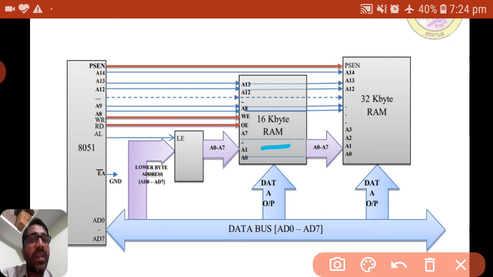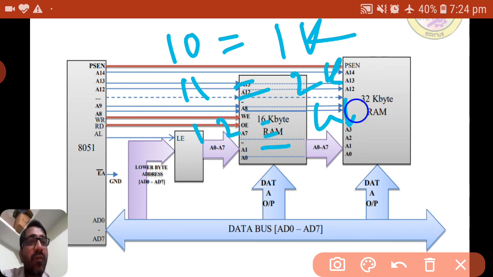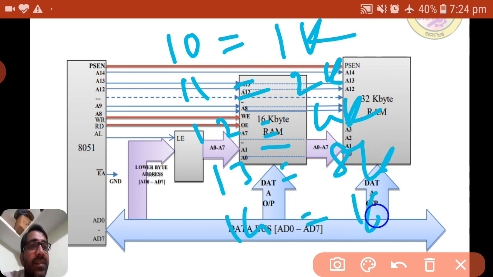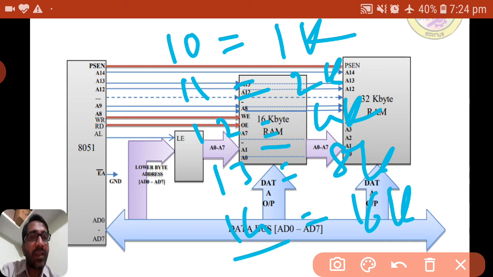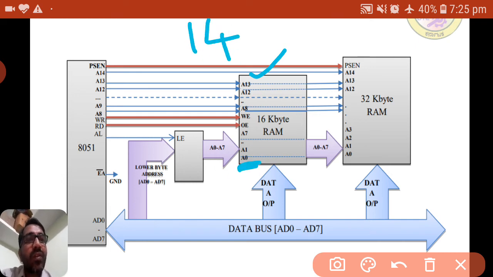16K byte RAM. How many address lines are required? As I told, 10 address lines are required for 1K, 11 for 2K, 12 for 4K, 13 for 8K, and 14 for 16K. So 14 means a total of 14 lines, from 0 to 13. It will start from A0 to A13, so totally 14 lines are required. So 14 lines are connected here.